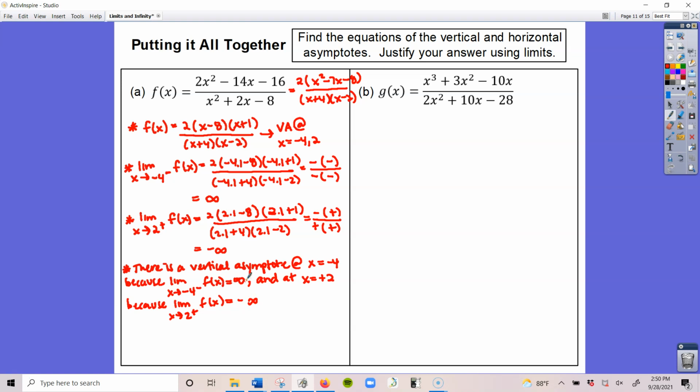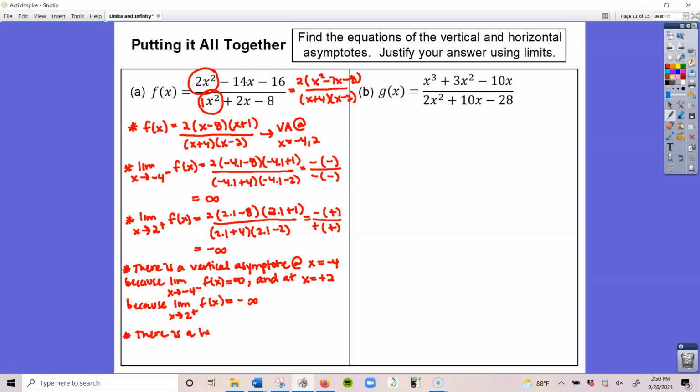Now we need to determine our horizontal asymptotes. Now, if this was an FRQ, we would go through that process that we did before, where we would divide everything by the highest degree of the denominator and then simplify. But I'm just trying to save space here, so we're going to use those shortcuts. The highest degree of the numerator is the 2x squared, and in the denominator is x squared. Since they're the same, that means that we divide those coefficients.